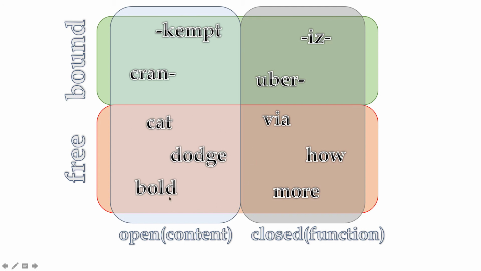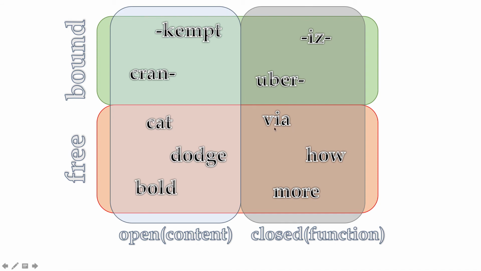So let's start down here. This is the one that makes the most sense to us. I have an adjective, bold, which can occur on its own. I have dodge, which could be a verb. I could use it as a noun to talk about the car. I have a dodge, or cat. So these are words that can appear on their own. They're nouns, verbs, adjectives. They're things that are open class. It's easy, or fairly easy, to make up a new one of these.